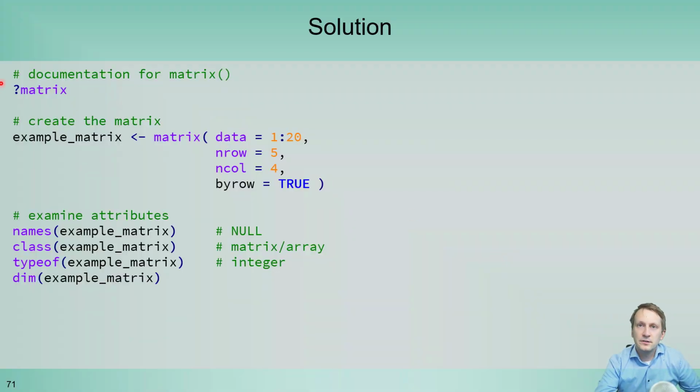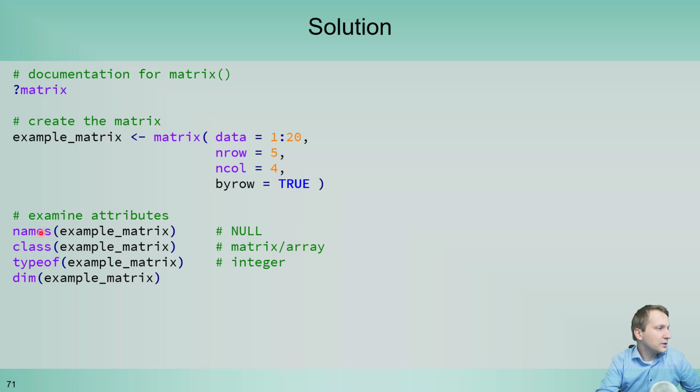So let's take a look at the solution. So how do you get the documentation? Well, question mark matrix. Then create the matrix. Example matrix, assignment symbol, matrix, and then let's take a look at the arguments of this function. Data are 1 through 20, so 1:20. Nrow and ncol define the number of rows and columns. And then byrow is the argument that tells the matrix function whether you want to fill the matrix row-wise or column-wise. By default, byrow is false, so by default it fills column-wise. I told you to fill it row-wise, so that's why the byrow argument needs to be true.